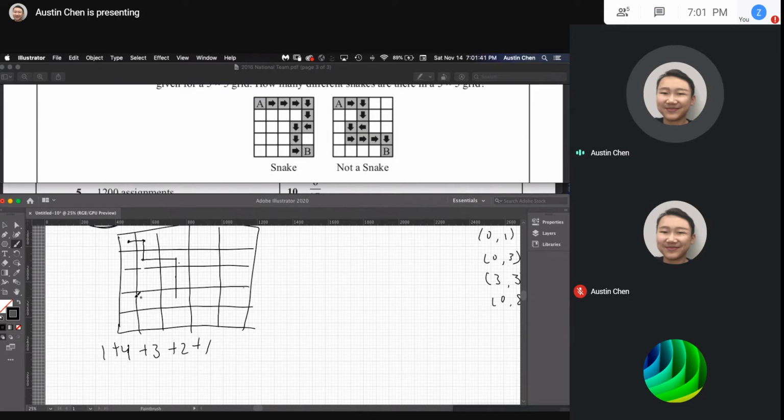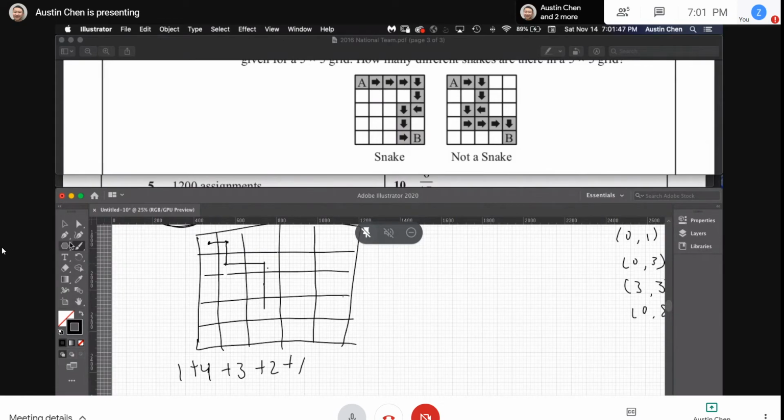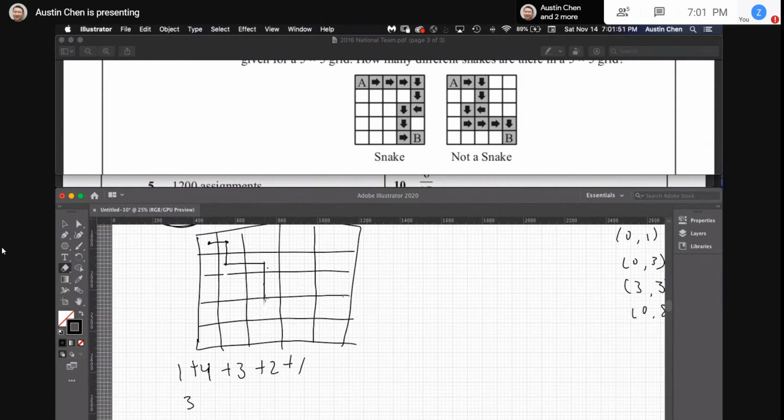If we go down, we can't go left. So we have to go down or right, and there's nothing stopping that, right? So that will have three cases. And then, okay. And then what happens if we go down somewhere else? So what happens if we go down here?